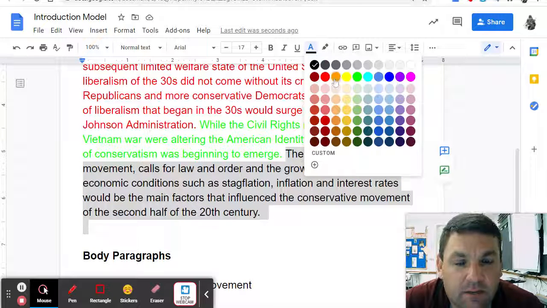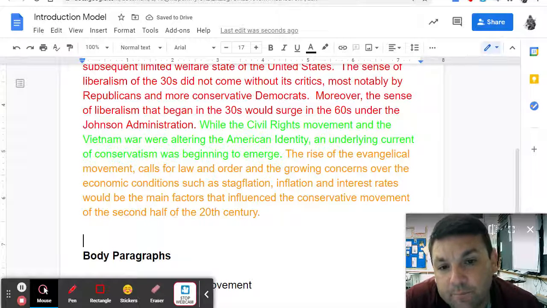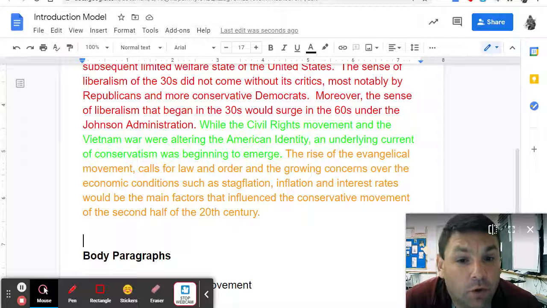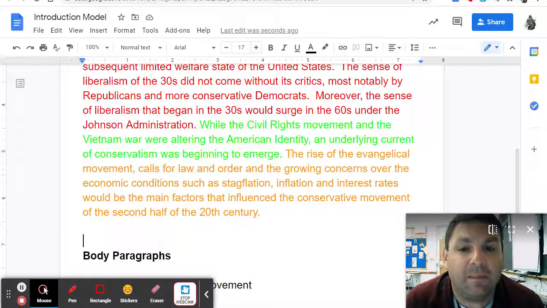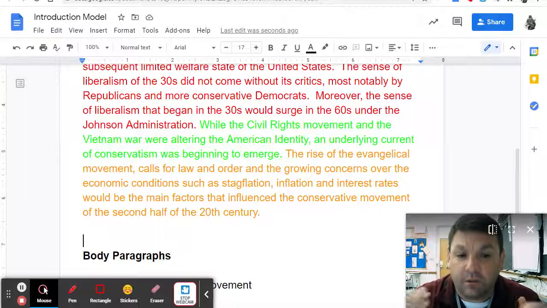All right, we're going to make this kind of that color right there, whatever that is. The rise of the evangelical movement, the calls for law and order, and the growing concerns over the economic conditions such as stagflation, inflation, and interest rates would be the main factors that influence the conservative movement in the second half of the 20th century. So I'm giving you my defensible claim, okay, and my line of reasoning.